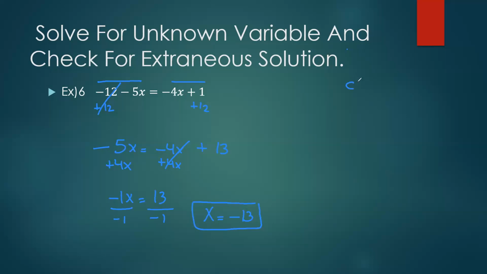Okay, we're going to check. And we're going to plug it back into your original. So it's -12 minus 5, replace x with -13. -5 times -13 is 65. -4 times -13 is 52, plus 1. 65 minus 12 is 53. 52 plus 1 is 53.